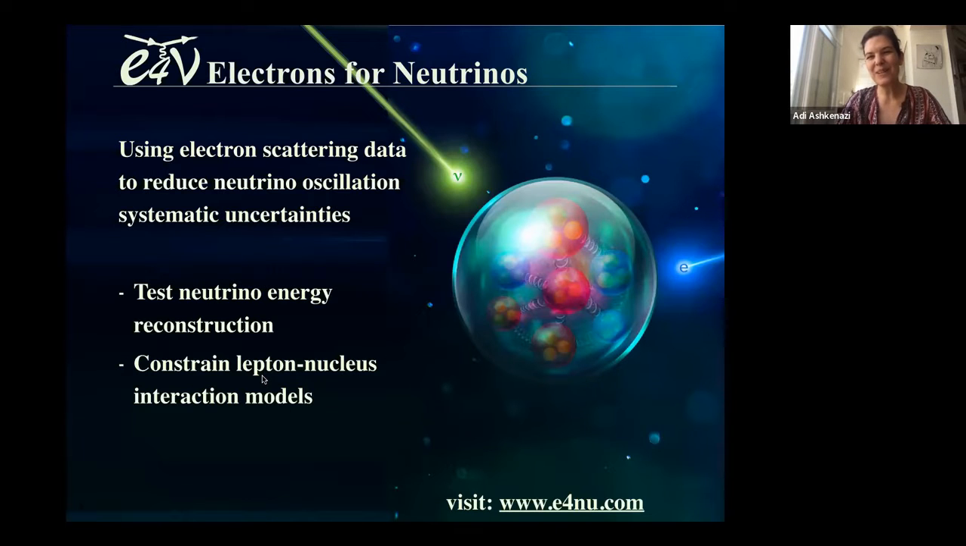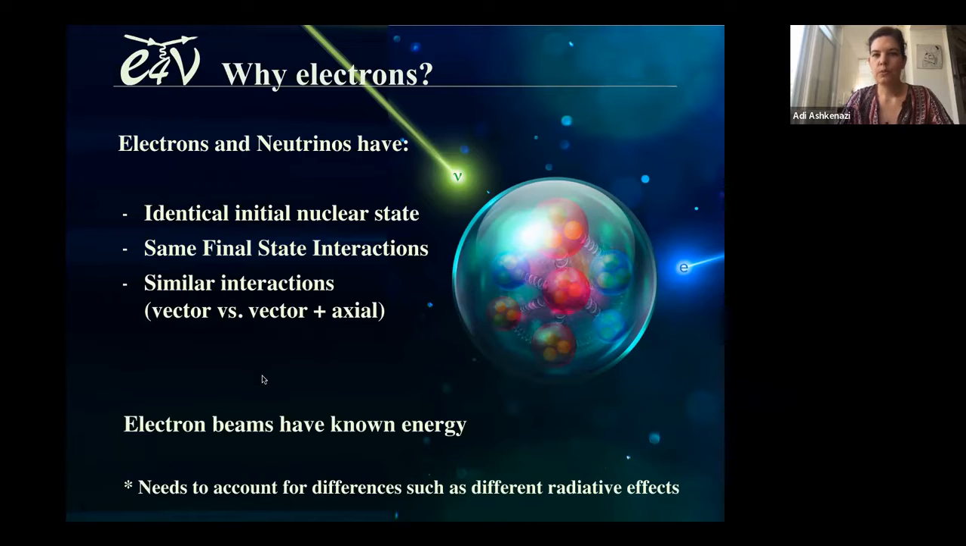Okay, so I'm going to do the PR for our project called Electrons for Neutrinos, where we're using electrons to constrain those models that are being used for neutrinos, and trying to reconstruct the incoming energy of the electron and to test that method. Okay, so why are we using that?